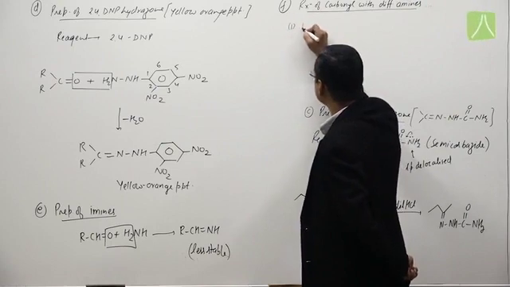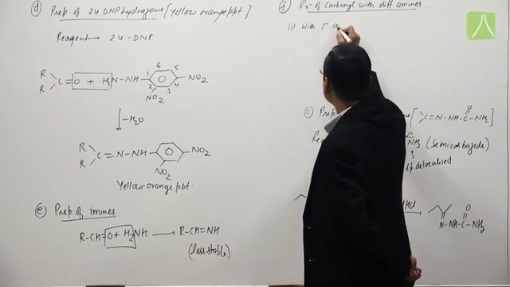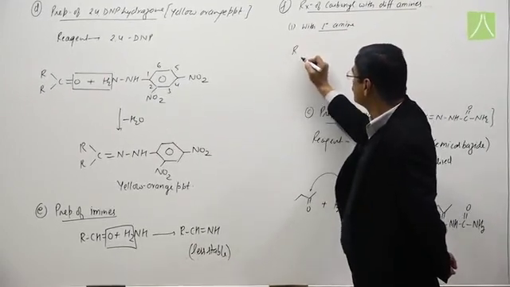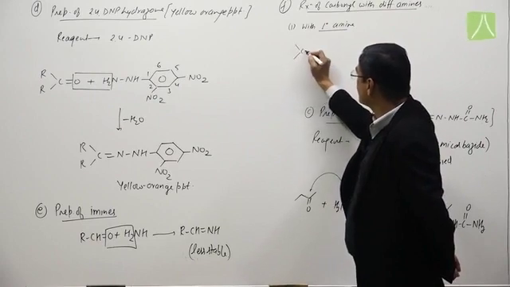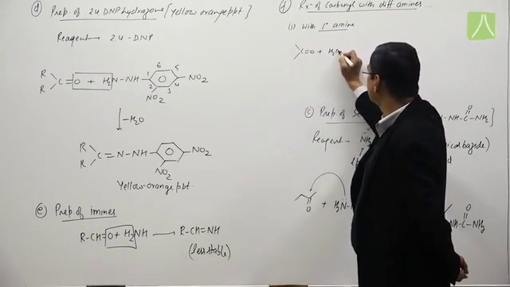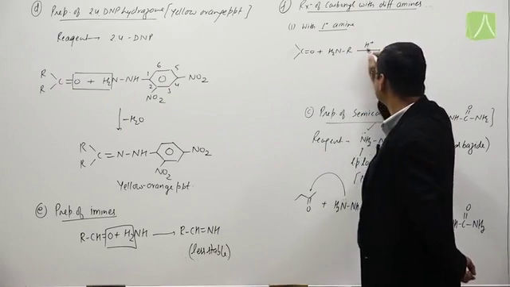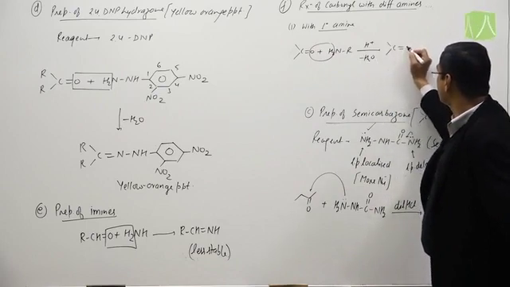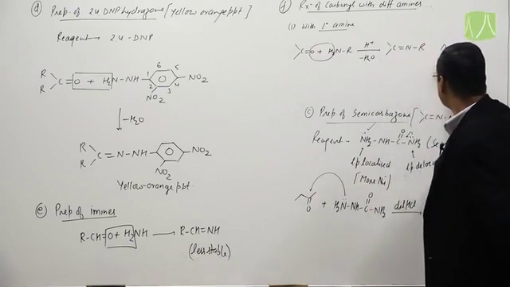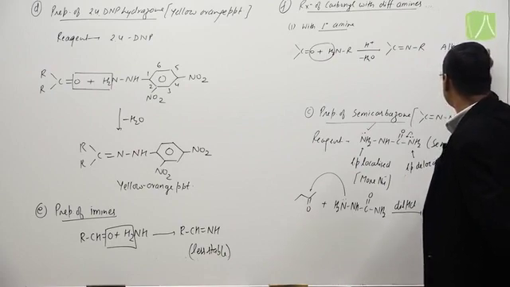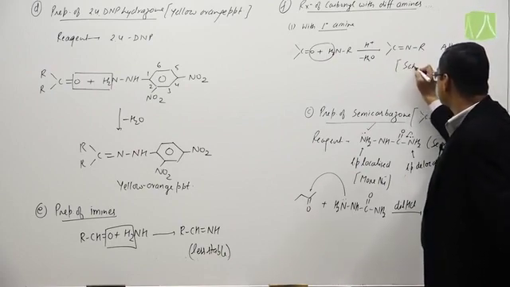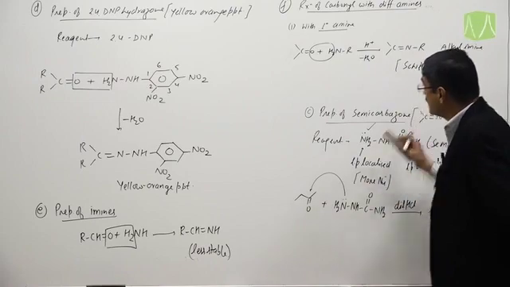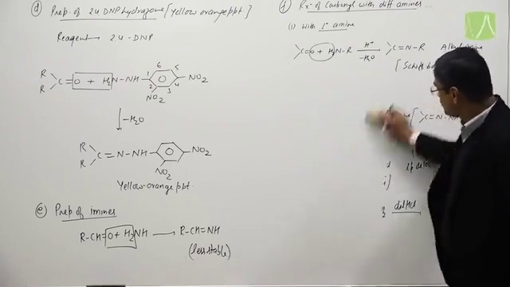First, with 1 degree amine. So on reaction of carbonyl compound with 1 degree amine, water is eliminated and this is alkyl amine. This is known as alkyl amine. It is also known as Schiff base. If the primary amine is taken, then the product formed is a weaker base.